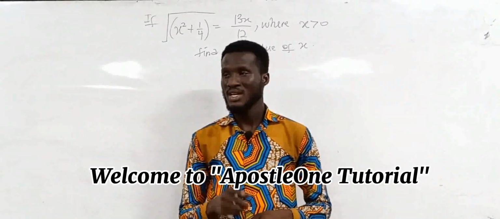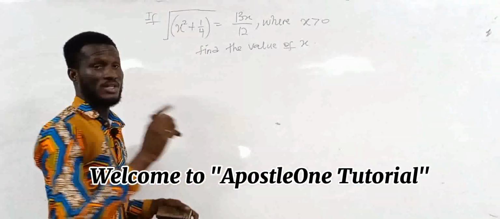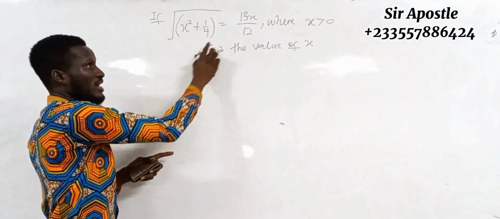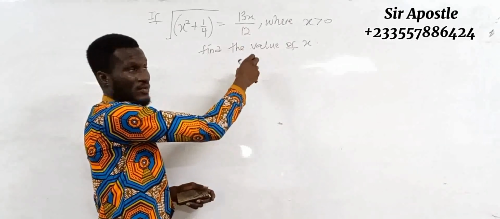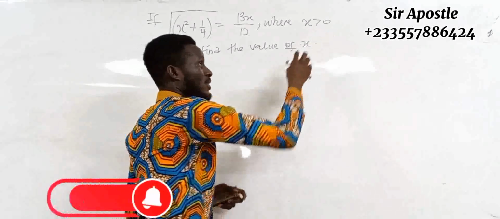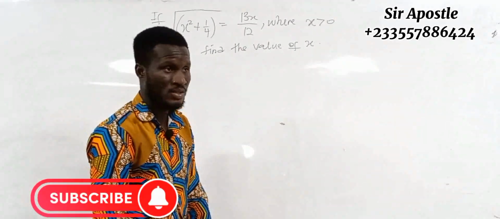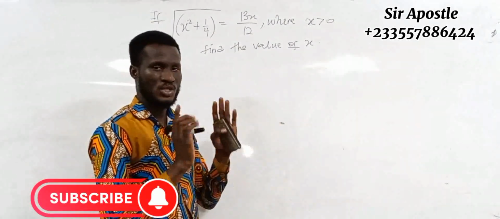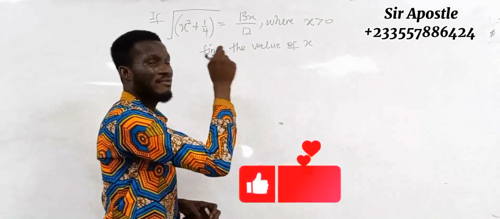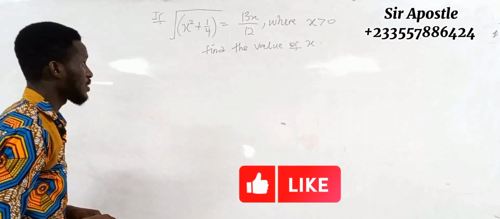Now, today we are coming to look at this question. The question says that if the square root of x squared plus 1 over 4 is equal to 13x over 12, where x is greater than 0. When we say x is greater than 0, it means x is a positive number, which means x can never be negative. This statement is very, very important. Now, we have to find the value of x.